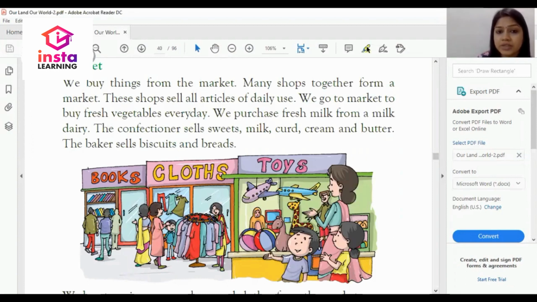So again, this is a very important question. What is a market? We buy things from the market. Many shops together form a market. These shops sell all articles of daily use.